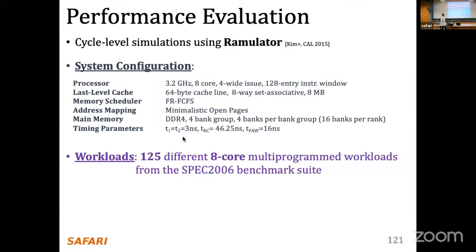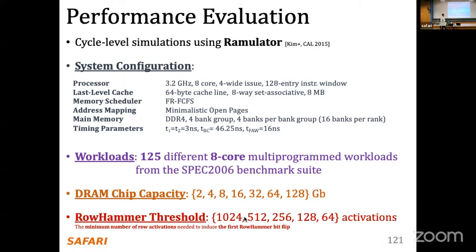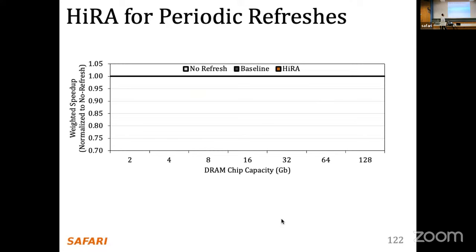And we test 125 different 8-core multi-program workloads from the SPEC benchmark suite. And we sweep different DRAM chip capacities from 2 gigabit to 128 gigabit. And we sweep RowHammer threshold from 1024 down to 64 activations. To remind you what RowHammer threshold is, it's the minimum number of row activations needed to induce the first RowHammer bit flip.